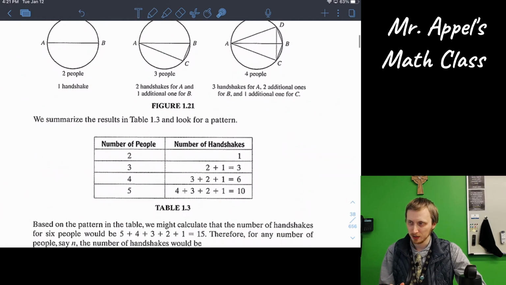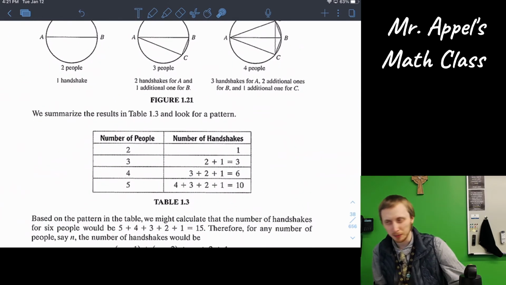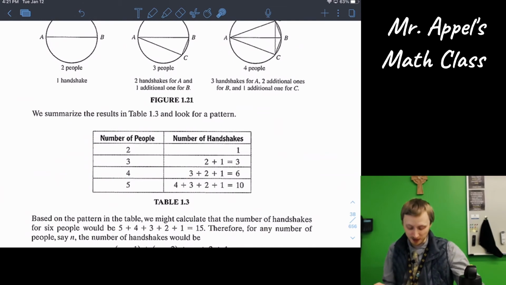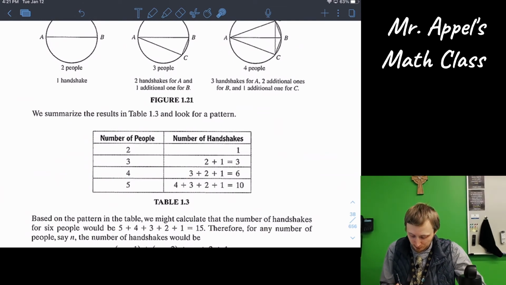And if that's not clear enough, we can put it all together in a table. Oh my gosh, this problem has everything. Number of people, 2, 3, 4, 5. Of course, we didn't actually draw out 5, so we're extrapolating here. But look at the pattern. 1, and then 1 plus 2, 1 plus 2 plus 3, 1, 2, 3, 4 would be next, total of 10.